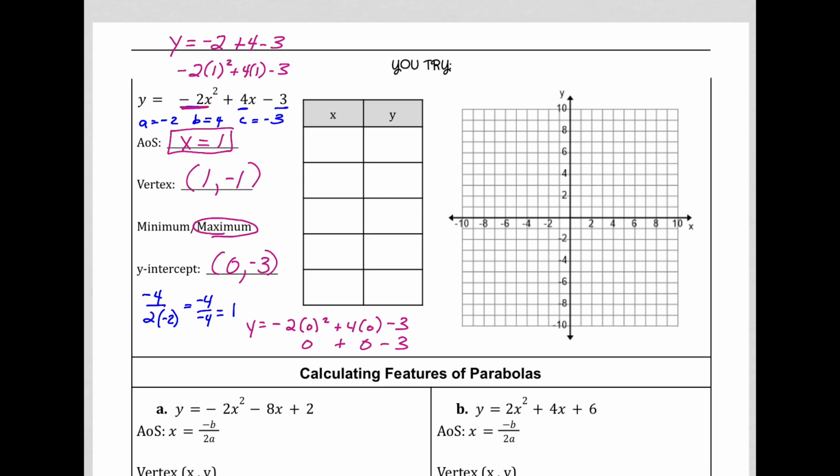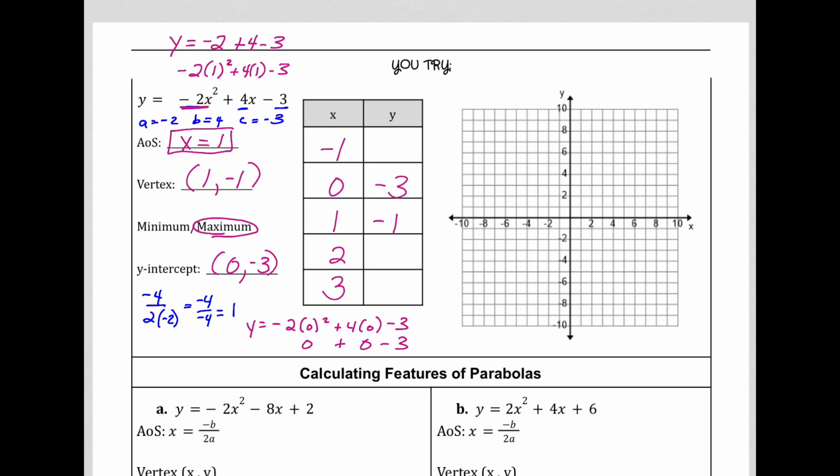Now we need a table of values to be able to get some more points so that we can graph our parabola. So we know again that we're going to start with that vertex in the middle. So we've got 1, -1, and again I'm going to go a few less and a few more. So we're just going to go down by 1 and then up by 1. And we already know that our 0 is -3. So again, we don't have to figure out too many. And then I can go ahead and put those into the equation.